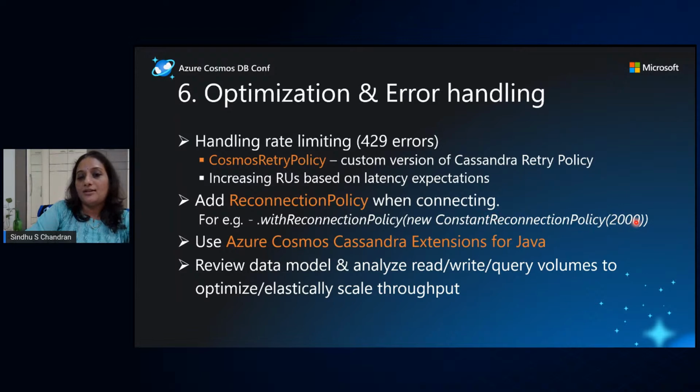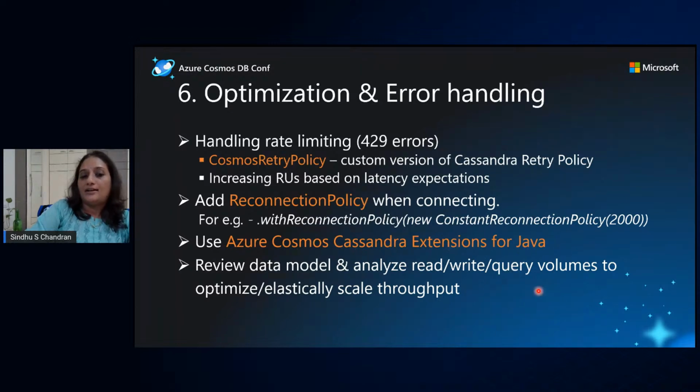So this is the option, and this is sort of a must have, because we found that without this, your jobs are likely to have connection issues. And so, as I said, there is this Azure Cosmos Cassandra extensions for Java, which has these additional settings and tuned settings which you can use, like the Cosmos retry policy. So this is also a good tool to use to better manage your connectivity settings.